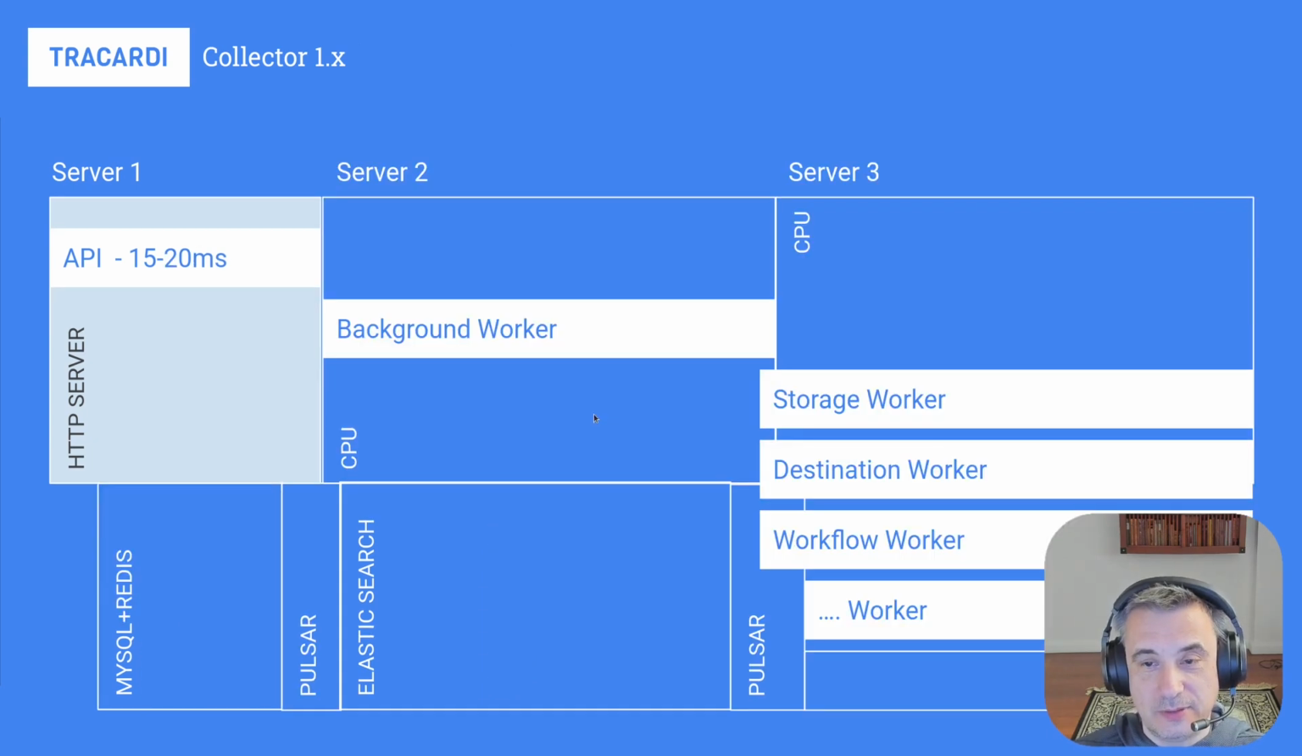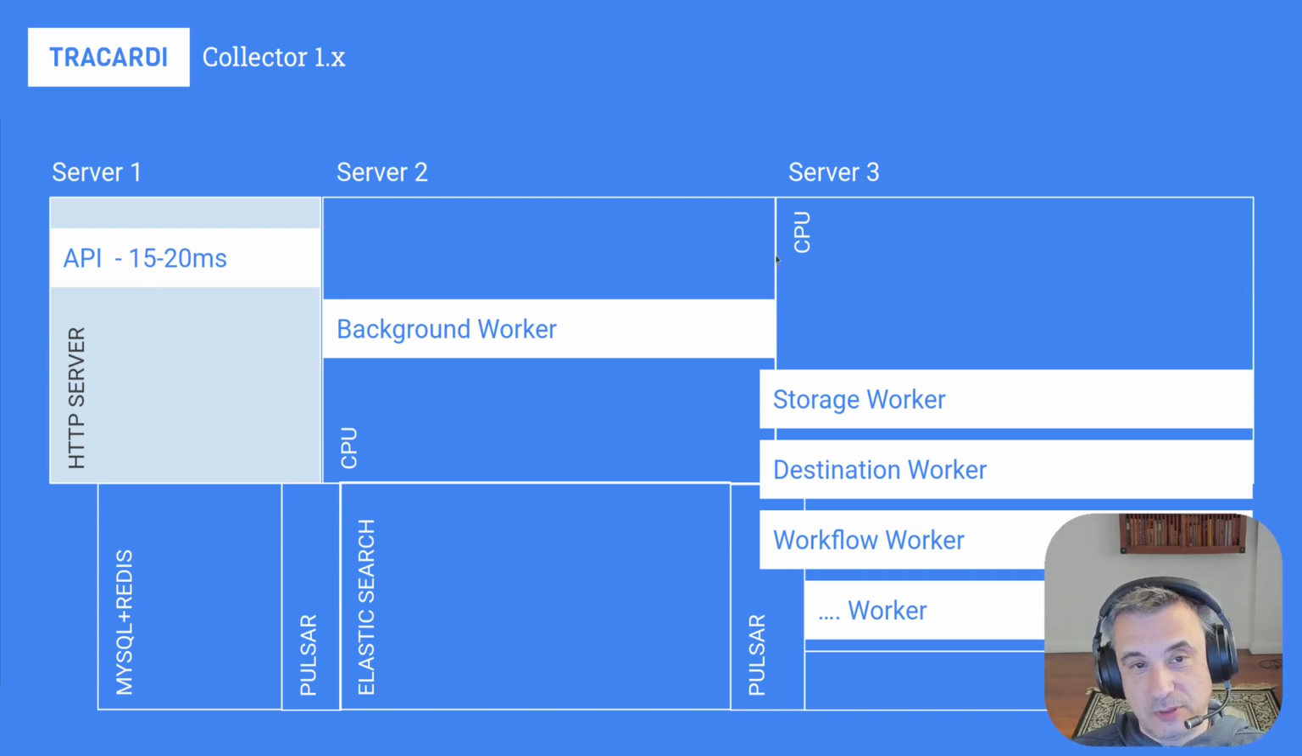Now we have the architecture of the commercial collector, also from version 1.x. Now we have the load spread among servers. First of all, we have an HTTP server with the API, and this API usually responds within 15 to 20 milliseconds, and it just gets the data. It uses MySQL and Redis to find out what it should do with this data, and then it pushes it to Pulsar, to the queue.